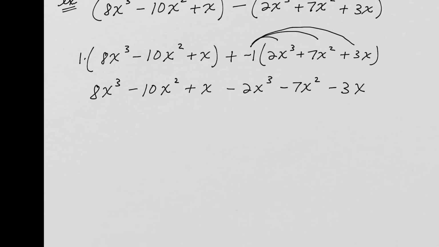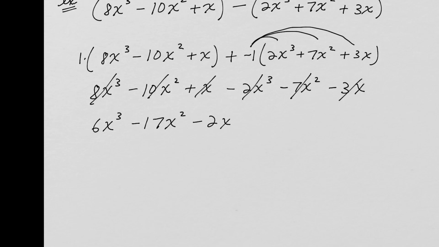Right, so I'm just adding like terms, combining like terms. So I have, I guess cube terms are my largest, right? So 8x cubed minus 2x cubed. So 8 minus 2 is what? 6, so that's 6x cubed. Then squared terms, I have negative 10x squared minus 7x squared. So negative 10 plus a negative 7 is negative 17x squared. Then I have plus x minus 3x. Well, 1 minus 3 is negative 2x. So that would be my answer.